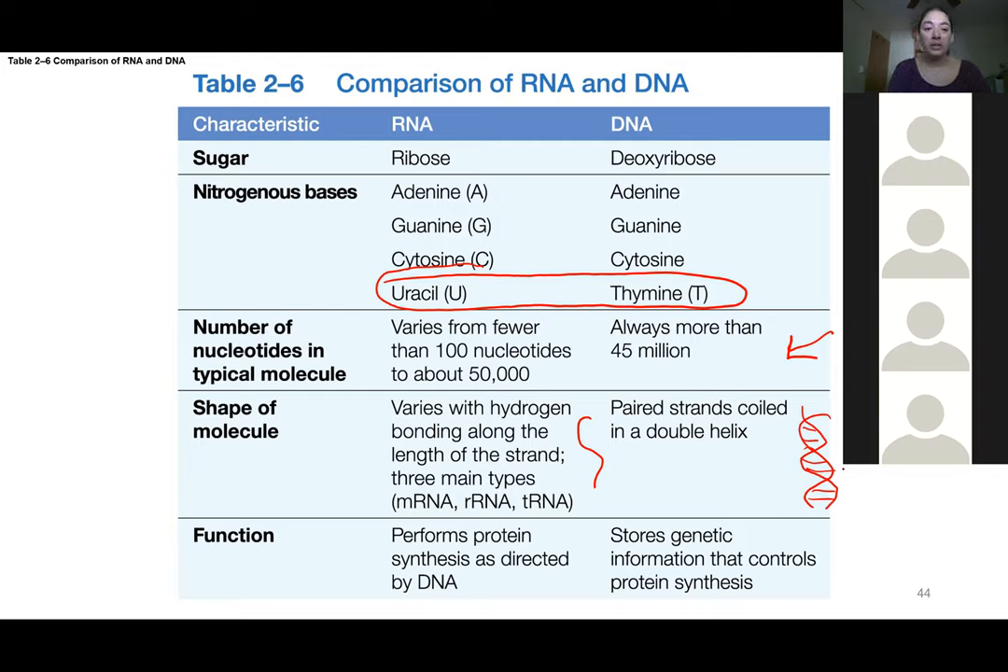And then the function is different between RNA and DNA as well. RNA is directly involved in protein synthesis in one way or another. DNA is the storage molecule for genetic information, the storage molecule for the coding for protein synthesis.